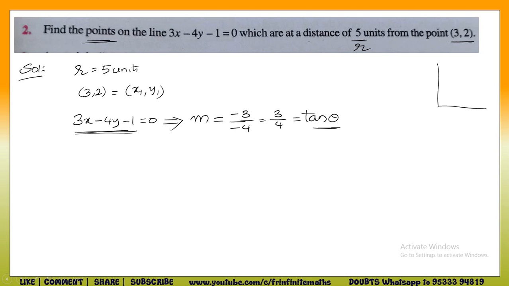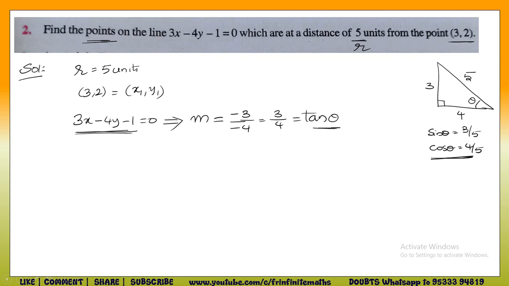So from this we are going to get the value of theta. For that, what we should do, we should draw a right angle triangle with theta. Then 3 by 4 means this is 3 by 4. Automatically I know that this is a Pythagorean triplet. So 3, 4, 5. Now from this triangle I can write sin theta is equal to 3 by 5 and cos theta is equal to 4 by 5.